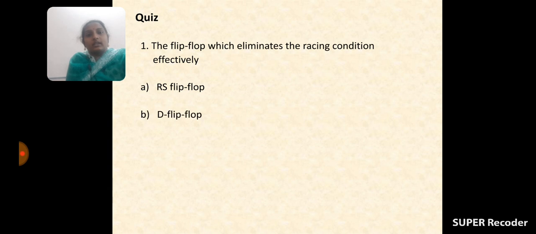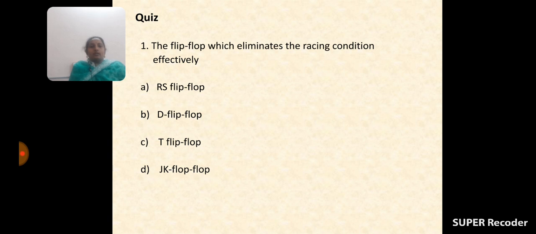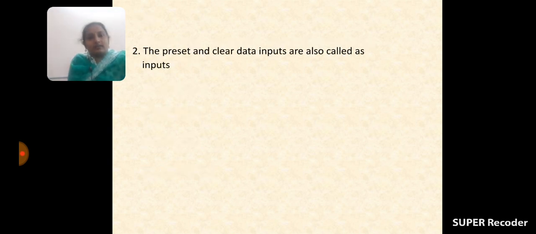And see, coming to the multiple choice questions: the flip-flop which eliminates the racing condition effectively. Which flip-flop eliminates the racing condition, JK or D? JK flip-flop.